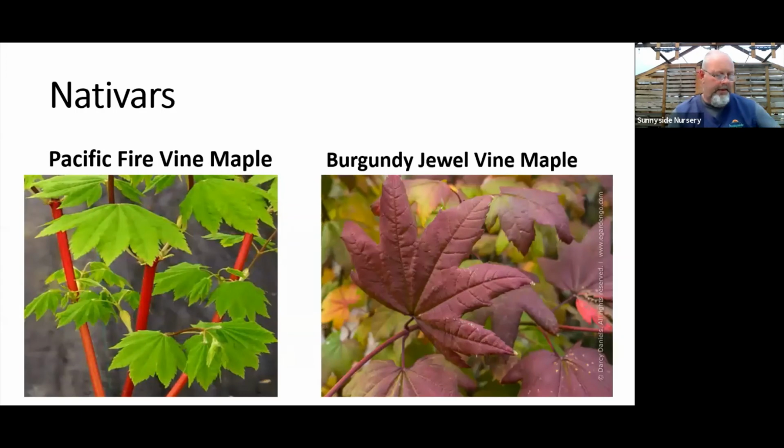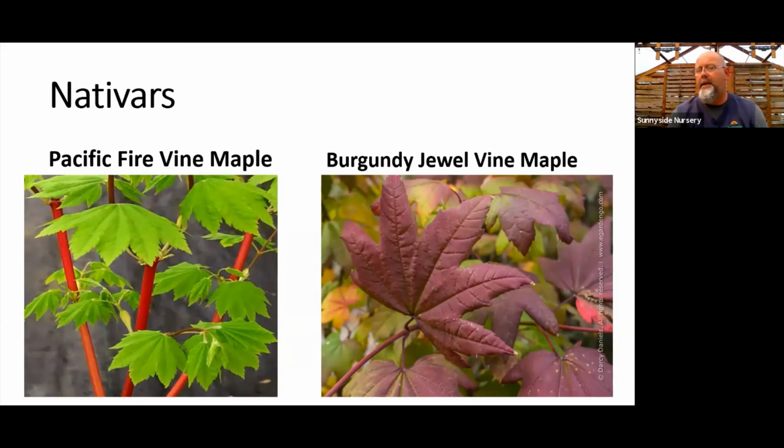Vine maple, everybody's seen vine maples around. Pacific Fire is going to give me the bark color. We've got some around. You have to come see them to believe them. Same exact plant as vine maple, same leaf, fall color, size, nothing changes. But now when I'm dormant, I can look out in my yard and see something with yellowy, orangey, coral colored wood. So I've added that winter interest with something like Pacific Fire vine maple.